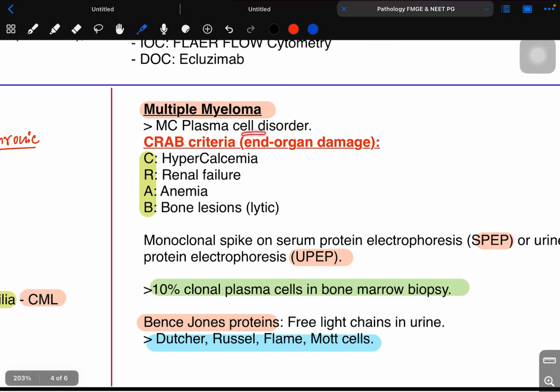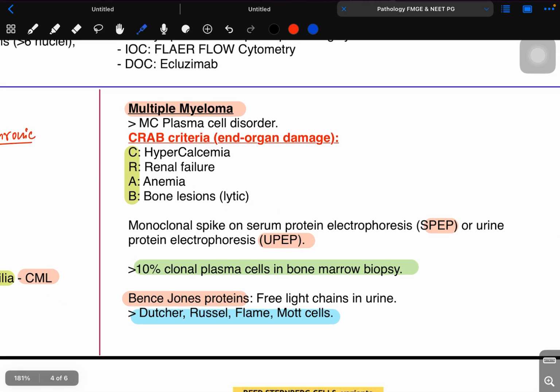Multiple myeloma is the most common plasma cell disorder. Here we are using the CRAB criteria for end organ damage: C for hypercalcemia, R for renal failure, A for anemia, and B for bone lesions, lytic bone lesions. In multiple myeloma, we will find a monoclonal spike on serum protein electrophoresis or urine protein electrophoresis.